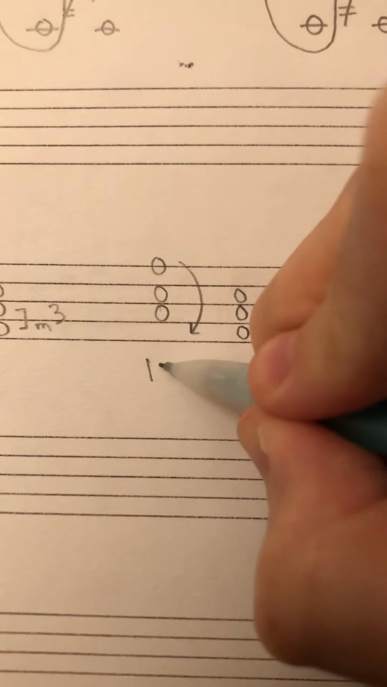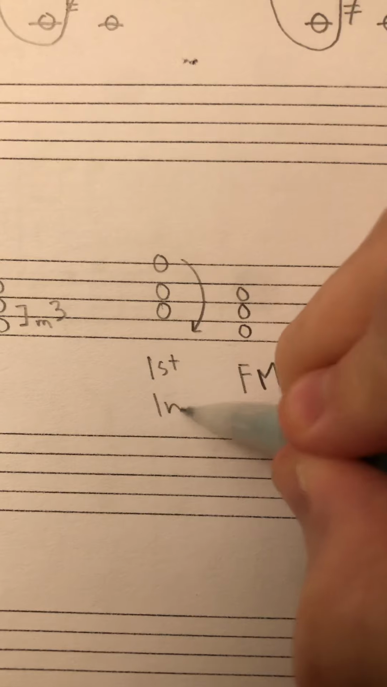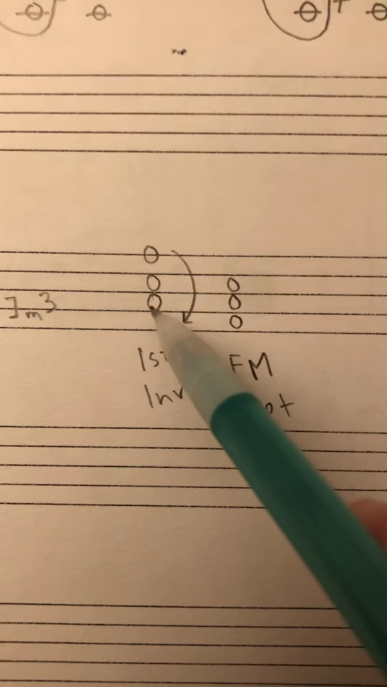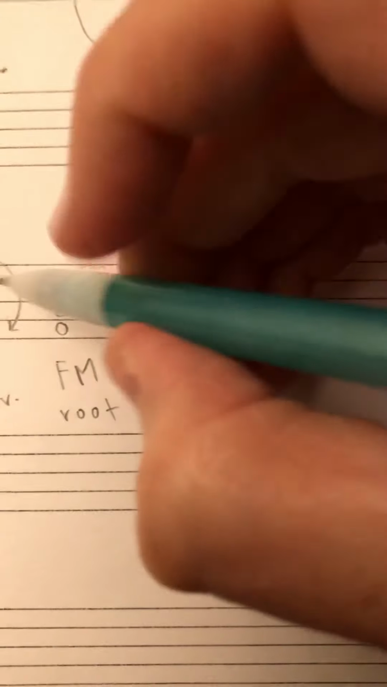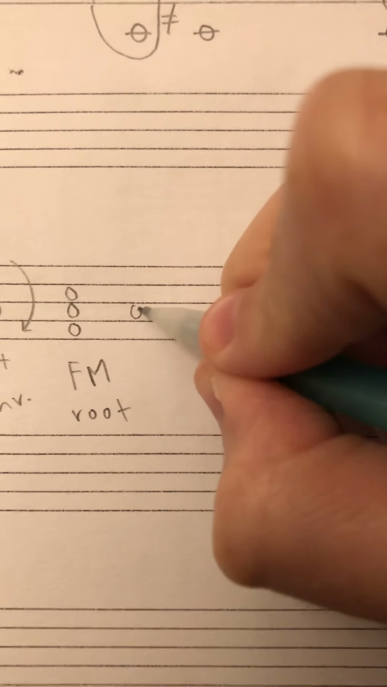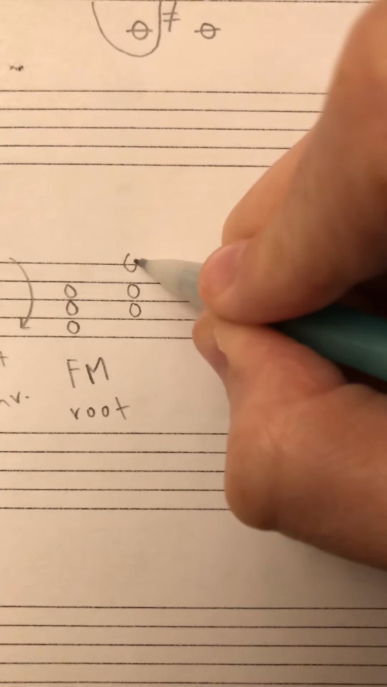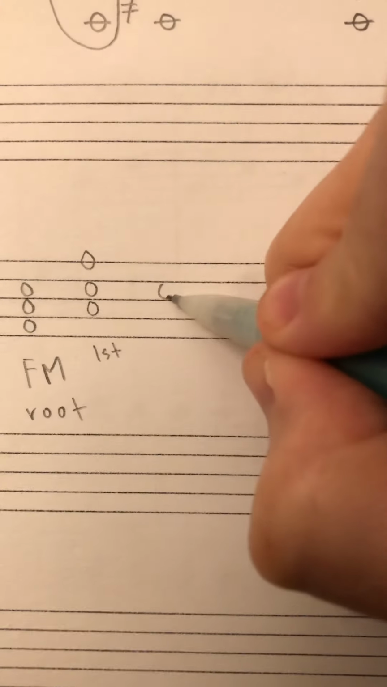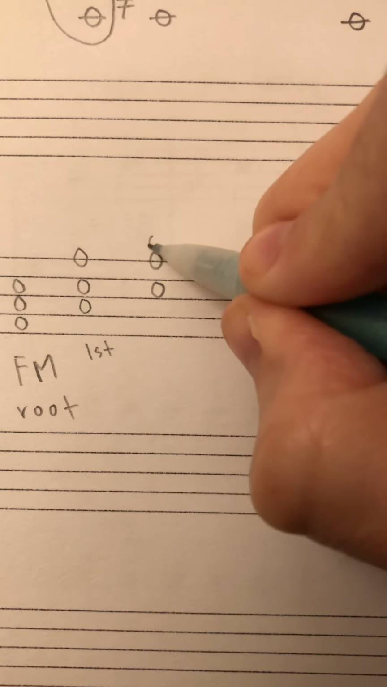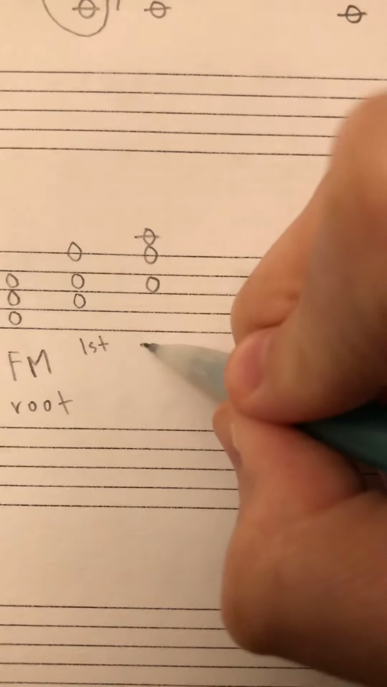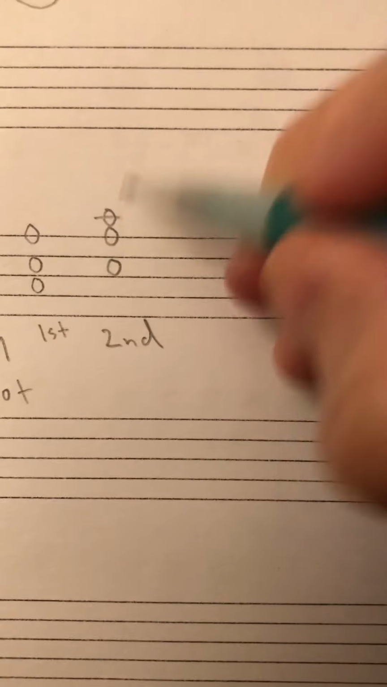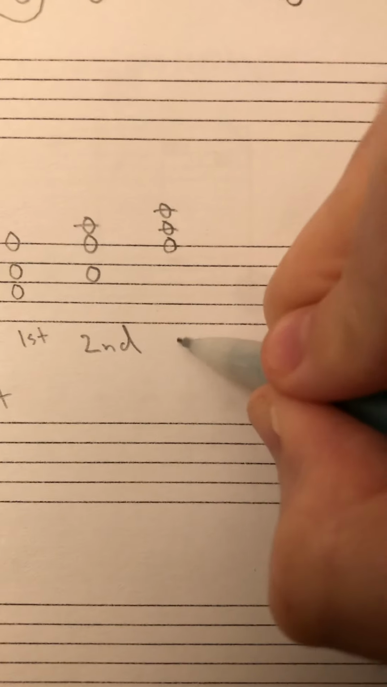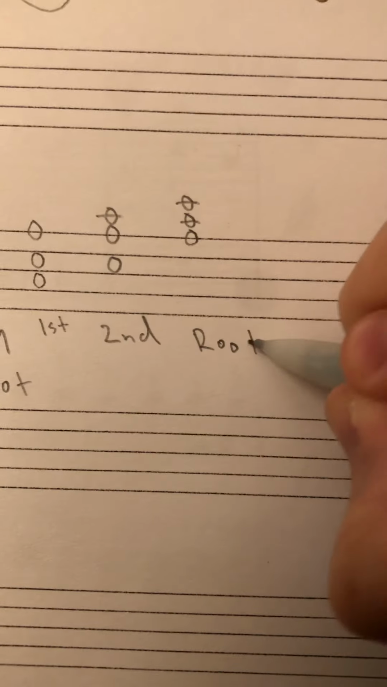So this is first inversion. Root, first inversion, and now I'm going to go this way. What would second inversion be? Well, let me go this way again. This is root, this is first again, and then if I were to move this note to the top, this would be second inversion. And if I move this note to the top, we're going to end up in root position again, just an octave higher.